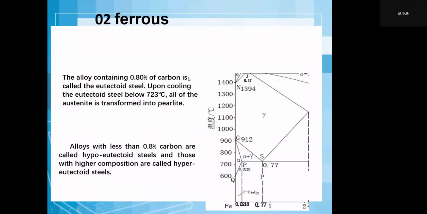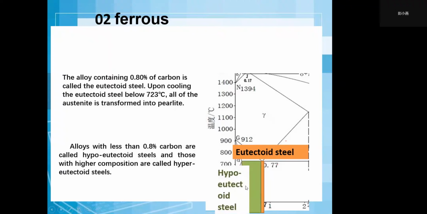Okay, and this is the composition of eutectoid steel. The alloy containing 0.8% of carbon is called the eutectoid steel. And upon cooling the eutectoid steel below the temperature, all of the austenite is transformed into pearlite. Alloys with less than 0.8% carbon are called hypoeutectoid steel, and those with higher composition are called hypereutectoid steel.